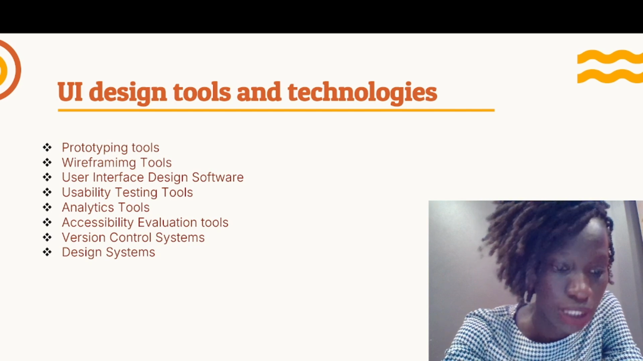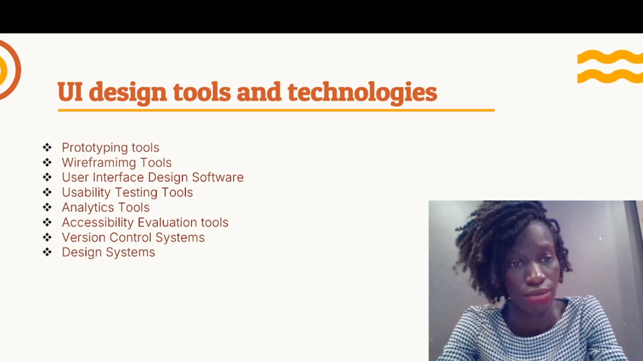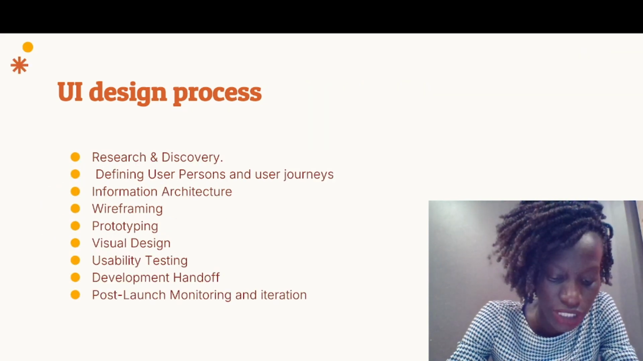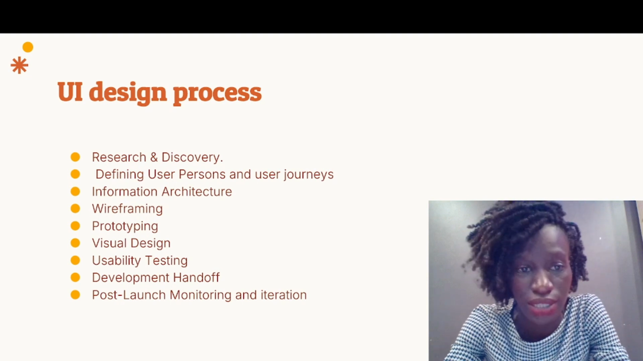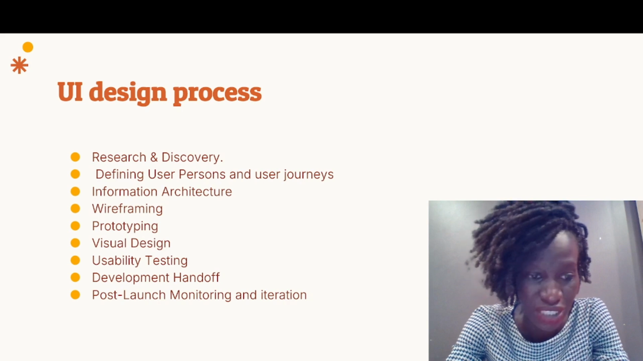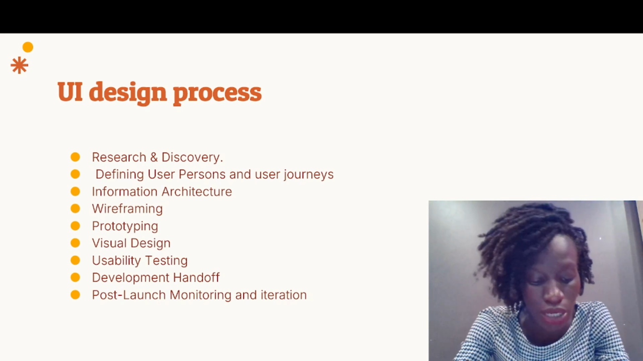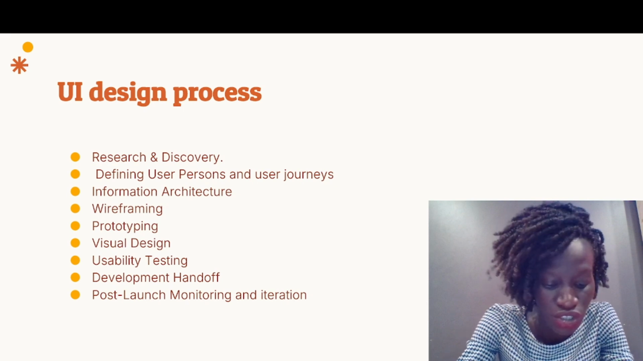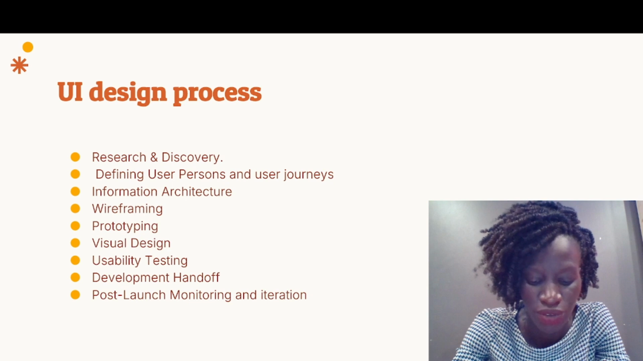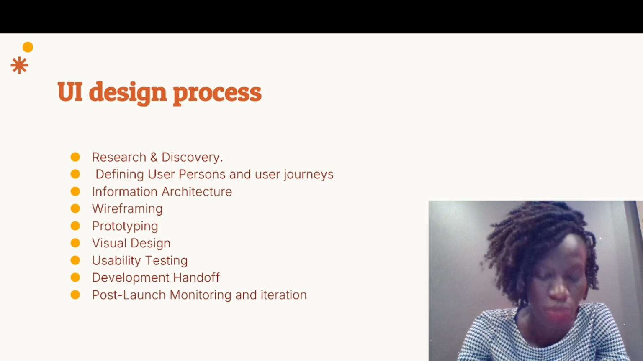So next we're going to be looking at the UI design process. Firstly, we have research and discovery. You understand the user's need and the business objectives of the product. Key activities, we have user research, we have competitive analysis, business requirements. In user research, conduct interviews, surveys, or user observations to gather insights about the target audience, their behavior, goals, and pain points.